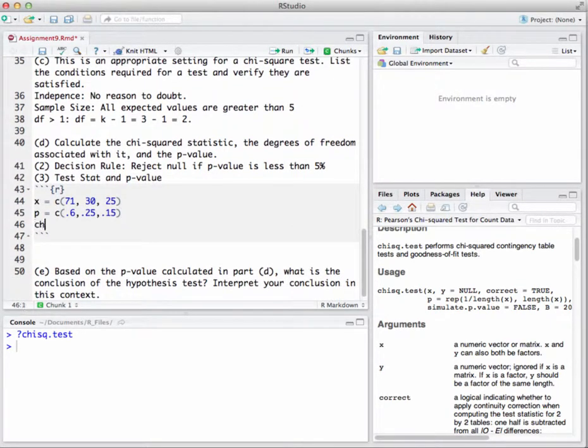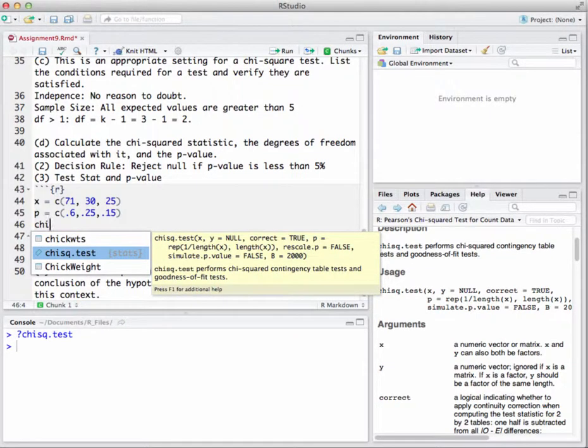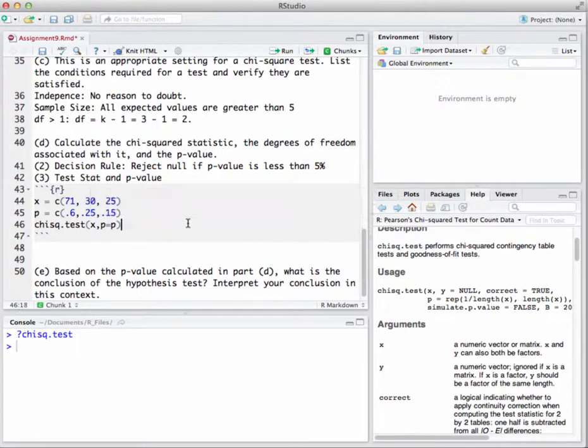You just come in and you go chisq.test. See, it's already going to auto-complete that for me. And we put in x, comma, and this is very important. It will not work if you don't do this. The p is what's referred to as a named variable. It's not positional. If you come over here and look at the example, you notice there's a bunch of other variables before p. And so you have to name it. So you've got to put in p equals p. Don't forget that or it will not work, okay? Trust me on that. Okay, so let's go ahead and run that chunk.